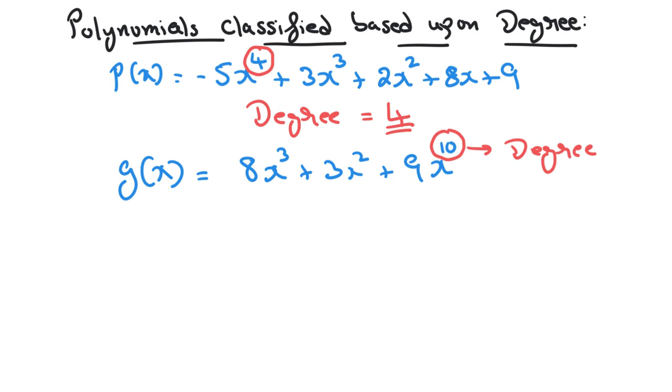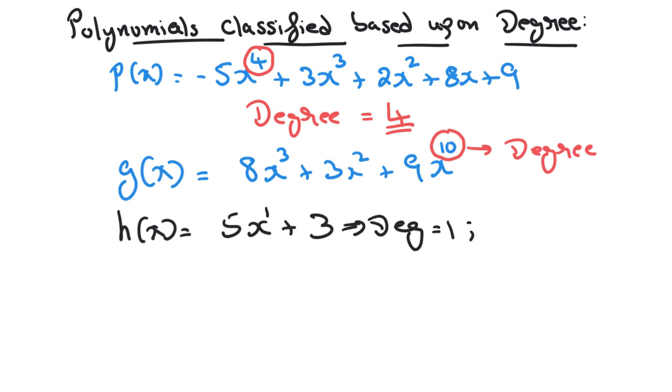Great. Now tell me, h of x is equal to 5x plus 3. Is this a polynomial? Yes. What is the degree of this polynomial? Meaning, what is the highest power of the variable? It is 1. Don't make a mistake. If no number is written as a power, it is 1, not 0. So since the degree of this polynomial is 1, it's called a linear polynomial.